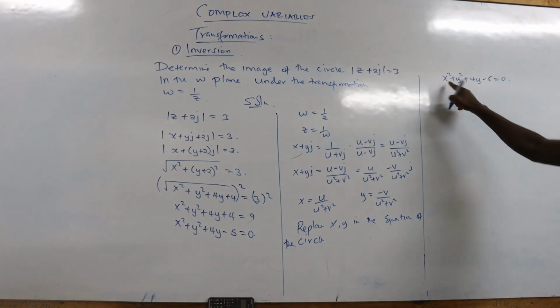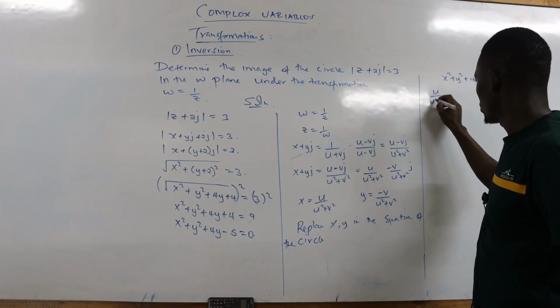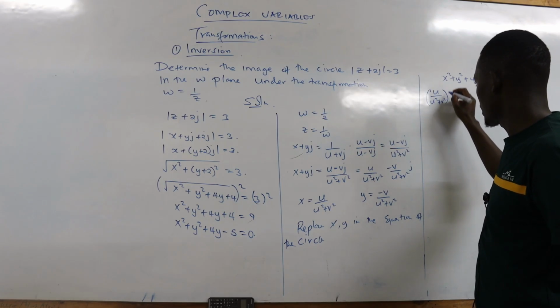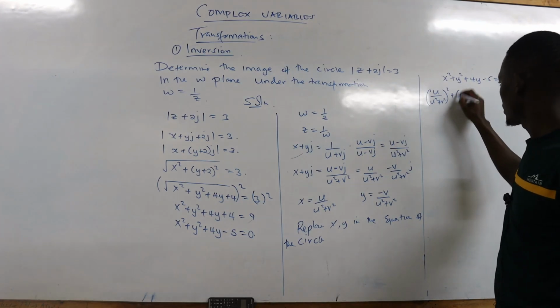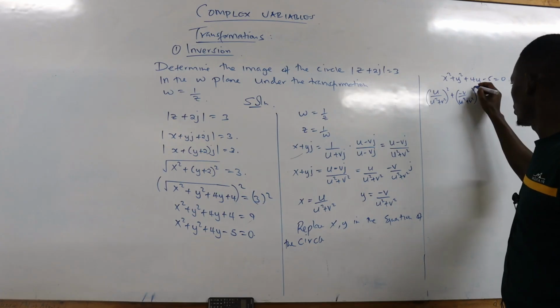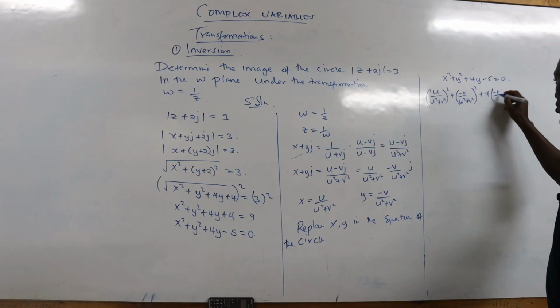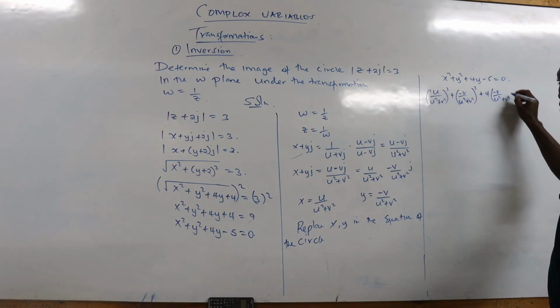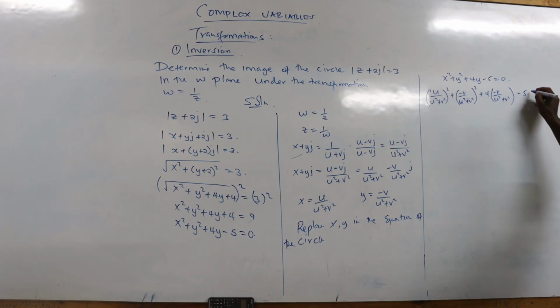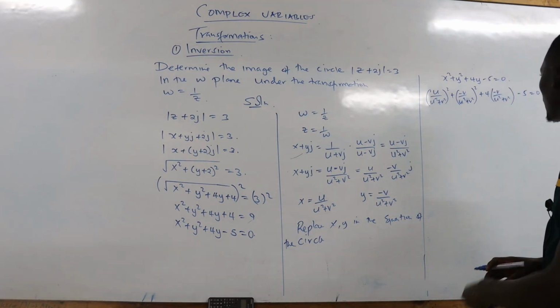Now what is your x? Your x is given by this. So we have u over u squared plus v squared, in brackets squared, then plus y squared, minus v over u squared plus v squared, in brackets, then you square, plus 4, then y is minus v over u squared plus v squared. Then minus 5, that should give you 0. Now remember, a square applies to everything inside a bracket.